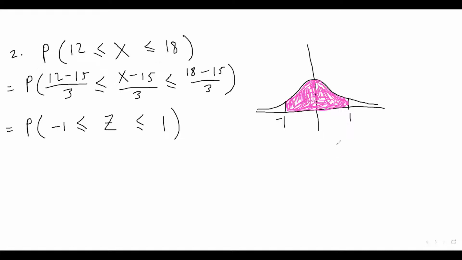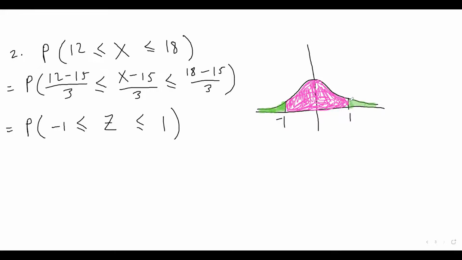So how do you find this area using a standard normal table for the right tail? We're going to find it by doing the following. We are going to calculate this area here, this one here, the tails.